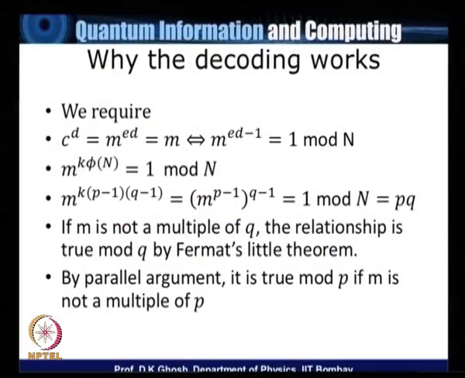Now what I will do is this. My next job is to simply find out why does this decoding work. So let us look at the slide again. So we are looking for C to the power D equal to M to the power ED, and I want it to be equal to M. So what it means is M to the power ED minus 1 is equal to 1 mod M.